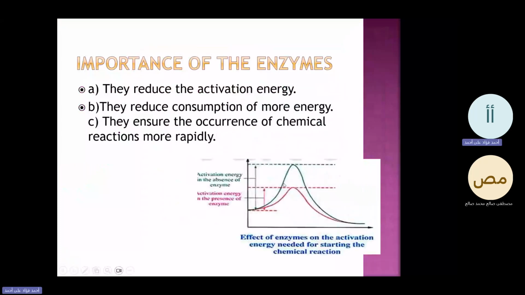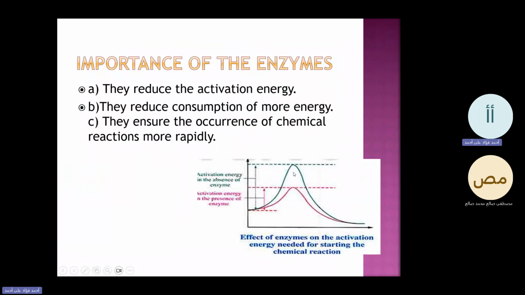الجرين لاين ده بيمثل كمية الانرجي consumed بس in the absence of enzyme. طيب شايفين انتوا بقى هنا ايه اللي حصل؟ اما الريد لاين ده بيمثل reaction occurred in the presence of enzyme. فشايفين كم الاكتيفيشن انرجي اللي قلت بسبب استخدام الانزيم.